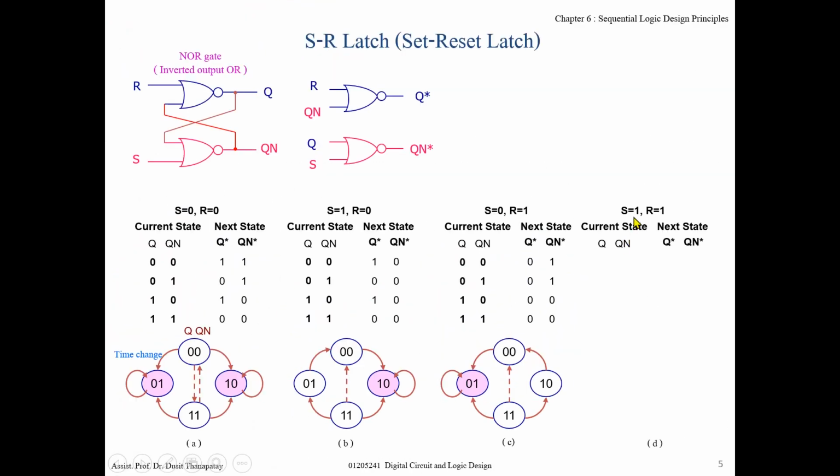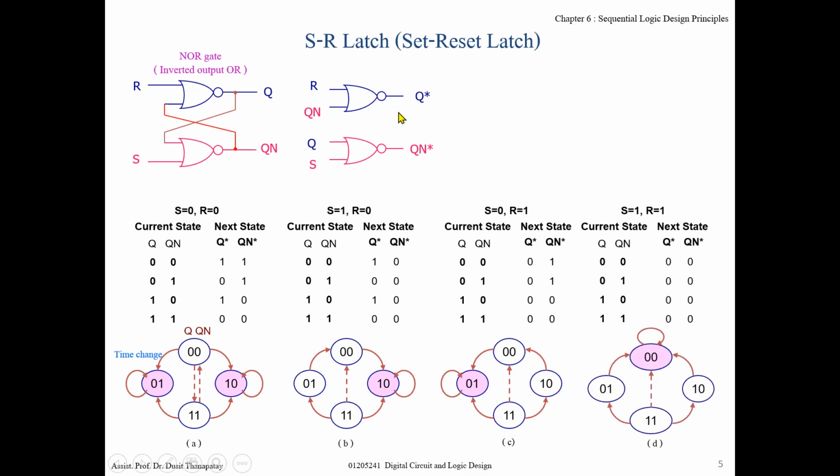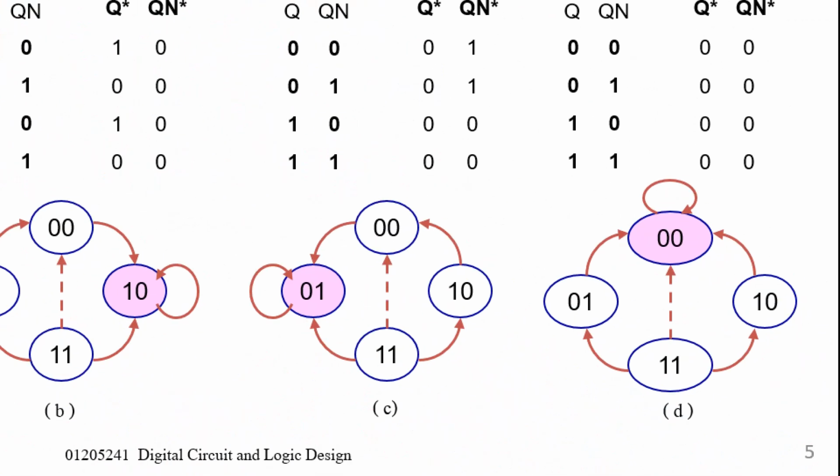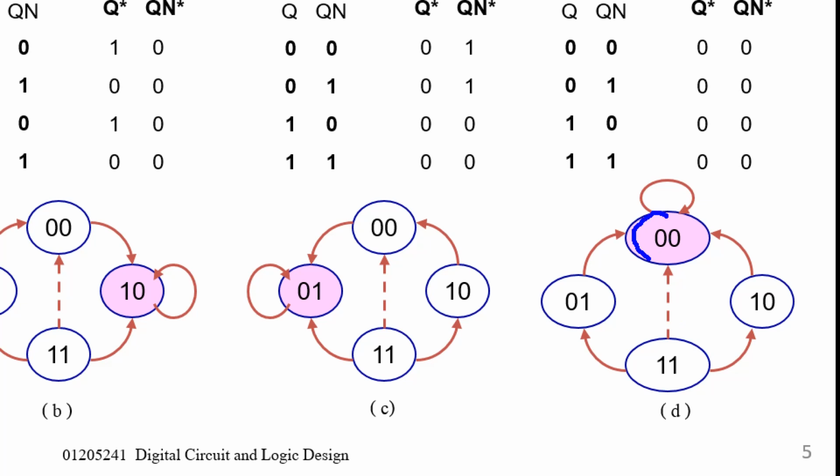And the last one, when S is 1, R is 1. S is 1, R is 1. Output is what? Is 0, right? 0, 0. So it's constant 0. That means every state, you go to 0, 0 and stable here. This one also monostable.